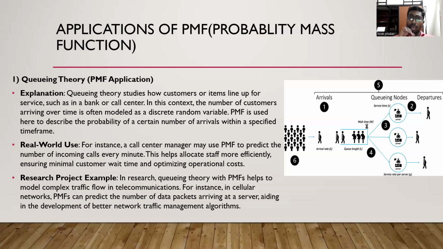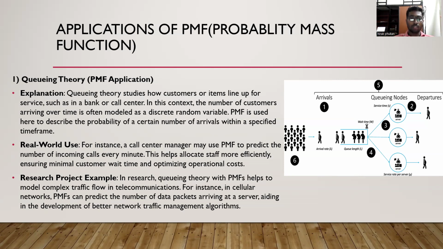Now we will see the applications of PMF, that is probability mass function. The first application is queuing theory. Queuing theory studies how the customers or items line up for the service, such as standing in a bank or a call center. In this context, the number of customers arriving over time is often modeled as a discrete random variable. The PMF is used here to describe the probability of a certain number of arrivals within a specified time frame. It means at what time the customer has arrived.